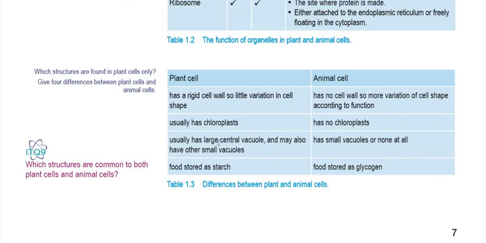The plant cell, another difference, the plant cell has a large vacuole, and the animal cell has a small vacuole, or sometimes none at all. Then we have plant cells store food as starch, and animal cells store food as glycogen. So that's some of the difference, and we highlighted that the shape is another difference.